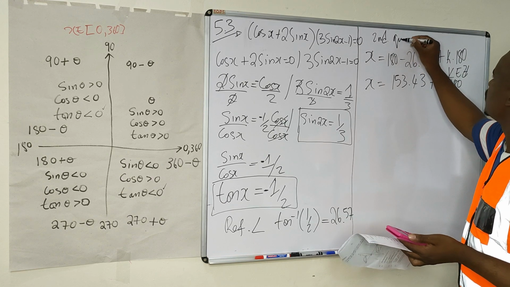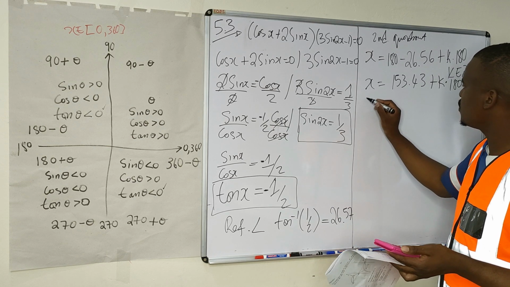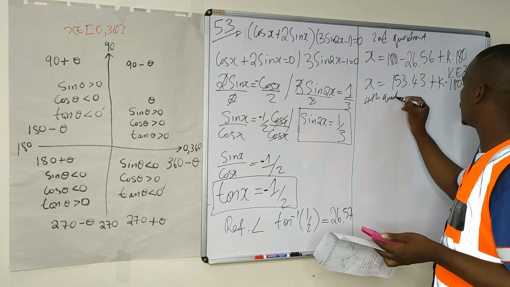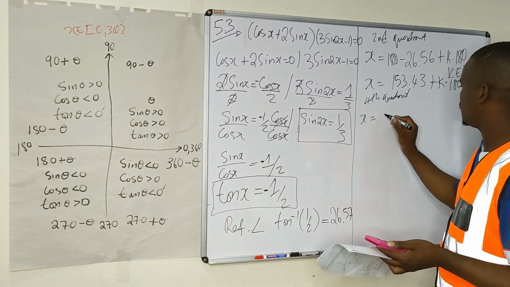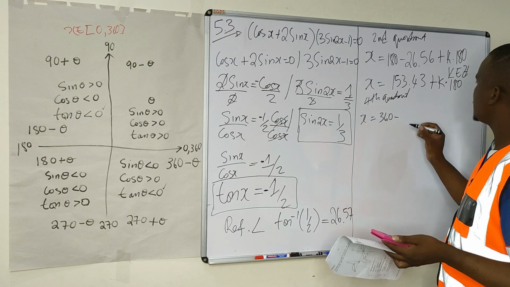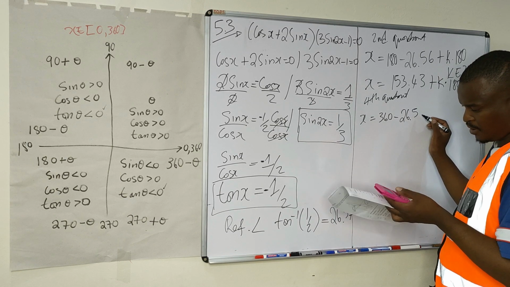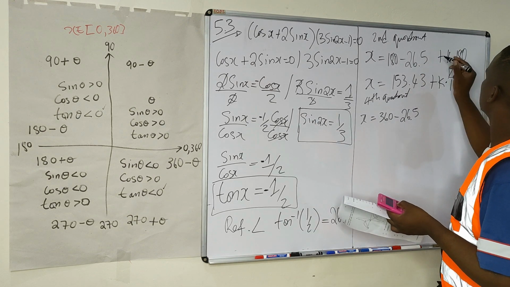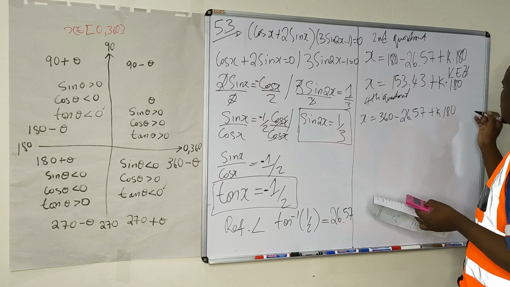So this is the second quadrant. This is where our solution is. The other solution is where? On the fourth quadrant. What do we say on the fourth quadrant? We say x is equal to 360 minus theta. What is our theta? Our theta is our reference angle, which is 26.57, plus k 180. You know what k is now.